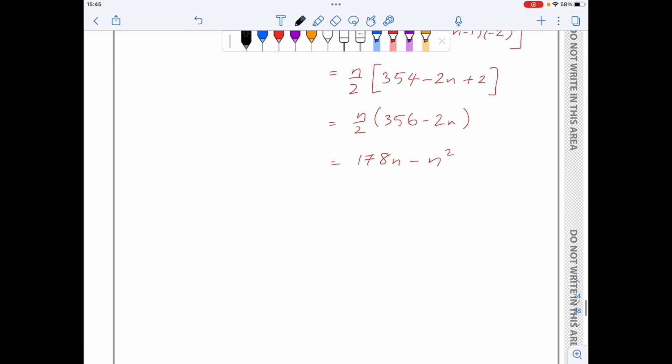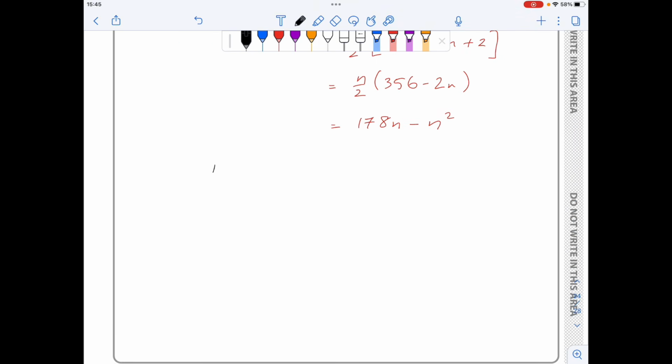So this is the equation I will create. 180n minus 360 equals 178n minus n squared. This is a quadratic equation. I'll take everything to one side. So n squared plus 2n minus 360 is equal to 0.